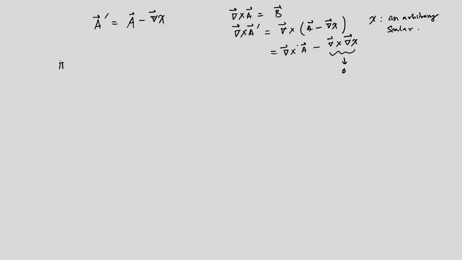And so this will enable us to write π tilde prime, which is equal to p prime minus e(A prime minus grad χ). Okay, that is what is there. If you lift the prime, you can lift the prime all throughout, and then you have to drop the grad χ as well.